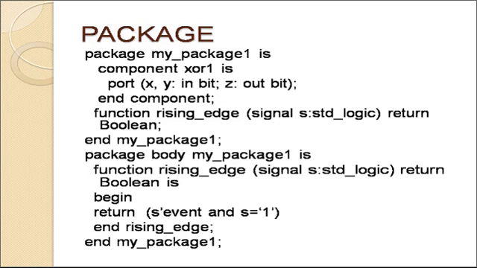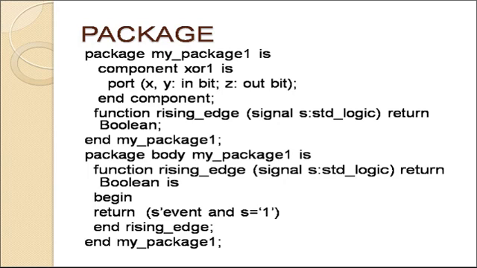I told you the difference between function and procedure. If it is a function, by default everything which you write is an input. Return boolean, is begin, return S'event and S equal to 1, that is, it will return whether it is true or false, because the return type is boolean. End my package. Here I want to specify that whenever you declare a package which contains a function or procedure, it is essential for you to write the package body.